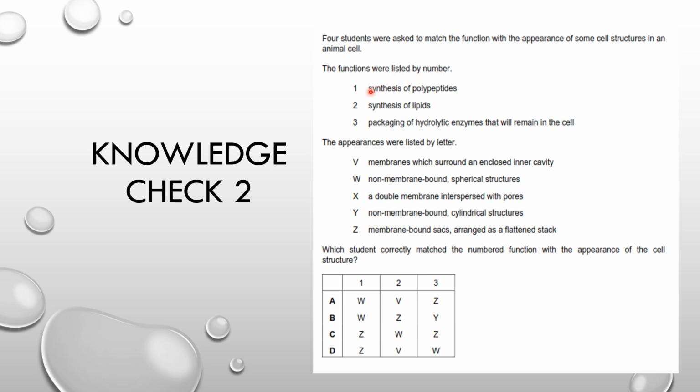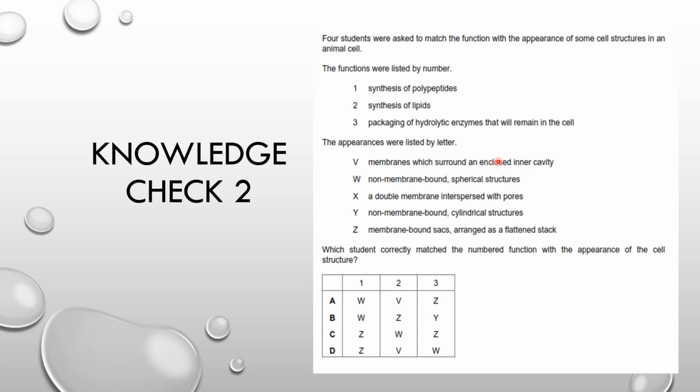So 1, synthesis of polypeptides. 2, synthesis of lipid. 3, packaging of hydrolytic enzymes that will remain in the cell. Then the appearances were listed by letter. Now these are the appearance, the structure of these organelles. So V says membranes which surround and enclose an inner cavity.